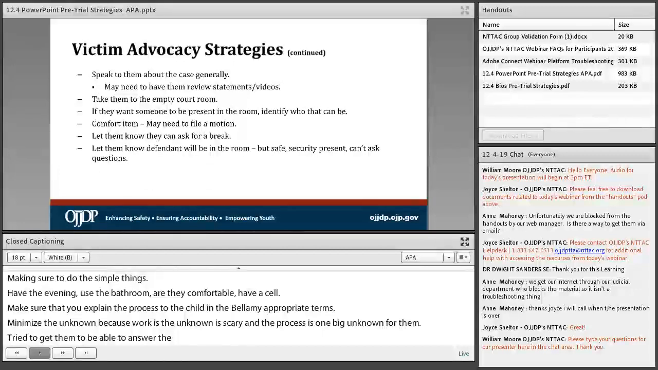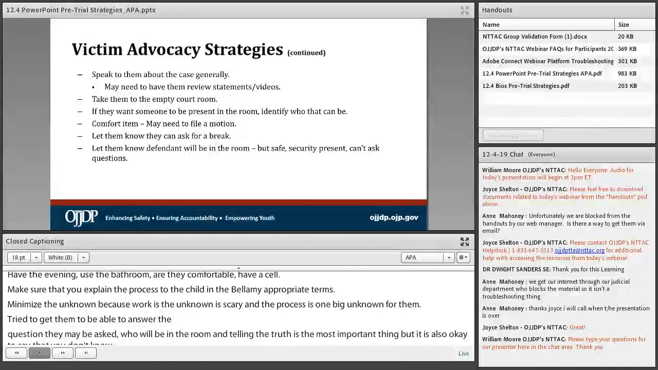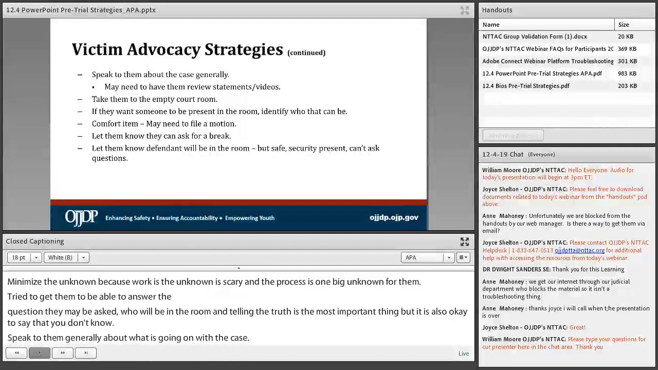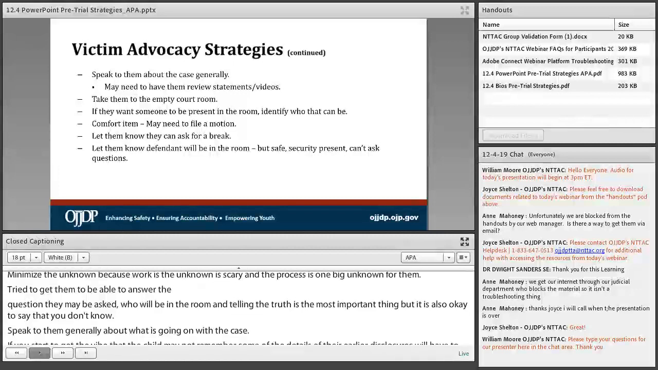Speak to them generally about what is going on with the case. If you start to get the vibe that the child may not remember some of the details of their earlier disclosures, you'll have to weigh the pros and cons of having them sit down and either watch their forensic interview or read through their prior statements. Obviously, the pros would be that it might refresh their memory.